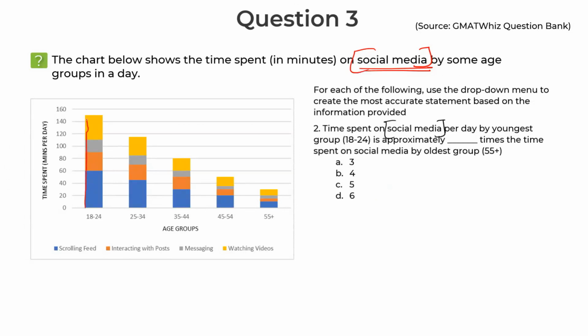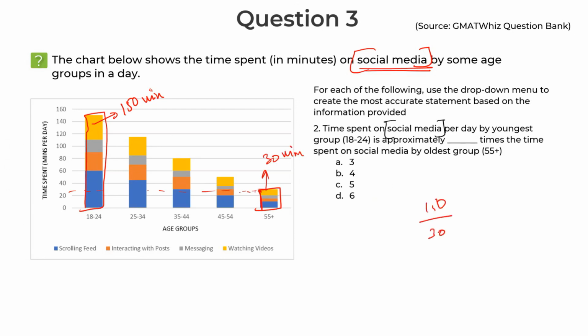The time that they are spending in social media, as we can see, is 150 minutes, and the oldest group is spending about exactly in the middle of this one. So that is about in the middle of this. If you see, this is 30 minutes.